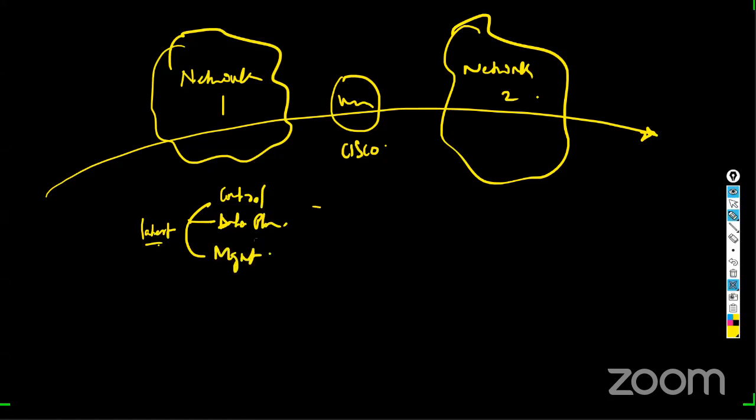Okay, the three different planes. When I receive something, and it's just transiting only, there is no self processing required. Traffic just comes and passes over on this router. That's happening on the data plane. So I can say it's passing through the box. That's called the data plane.